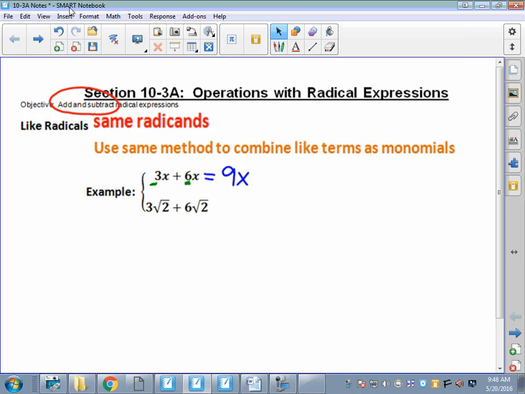You're going to keep your x's the same, and you're going to add the numbers out in front. So if I give you 3 square roots of 2 plus 6 square roots of 2, you're going to say, oh, that's really easy, Mrs. Stauffer. I'm just going to add the 3 and the 6, and I'm going to get a 9, and then I keep that square root of 2 exactly the same, just like I did when I was using x's. So same methods, add the coefficients, keep the radicand and the radical all the same.